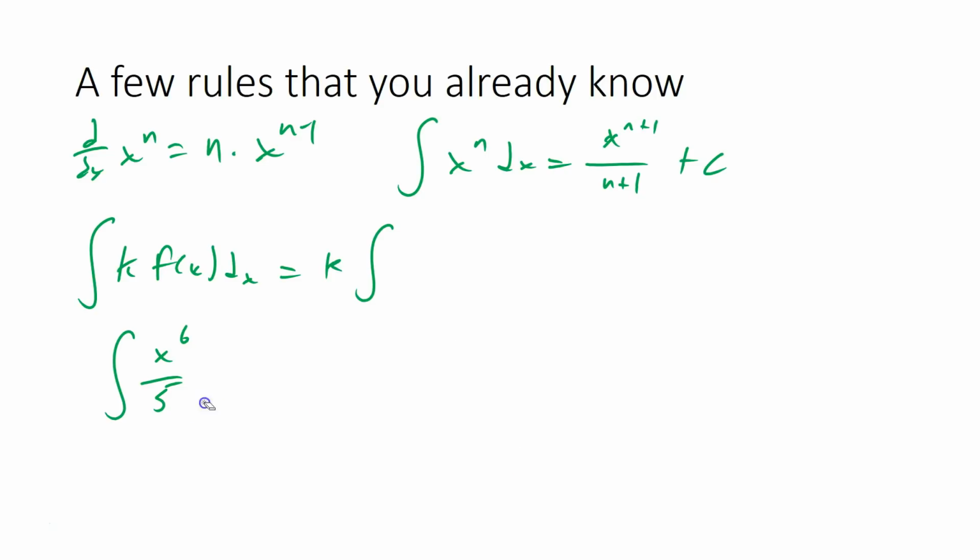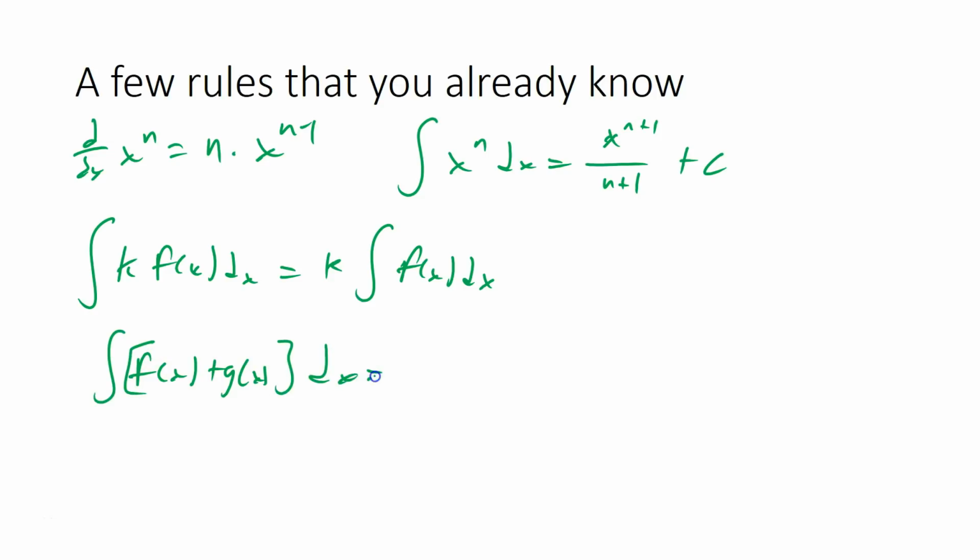So you pull it out, and then you just have the integral of f of x dx. Okay, so just take the antiderivative of f of x multiplied by k. And then, of course, if you have an addition, f of x plus g of x, you can just split it up: the integral of f of x dx plus the integral of g of x dx. We really used a lot of these on the last slide. Those are kind of the big ones.